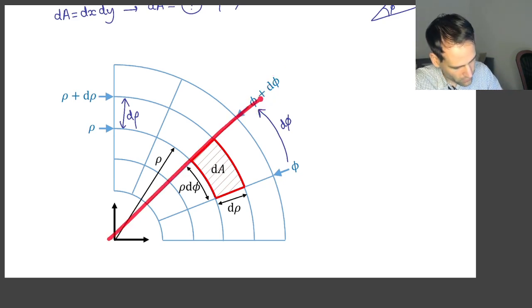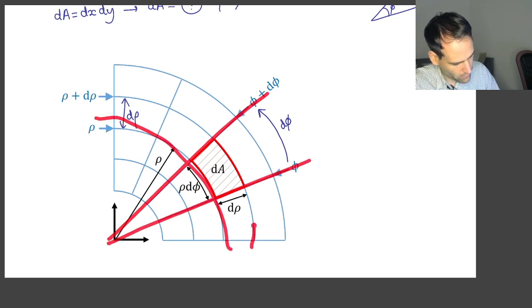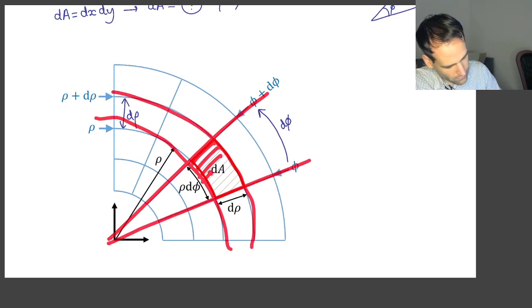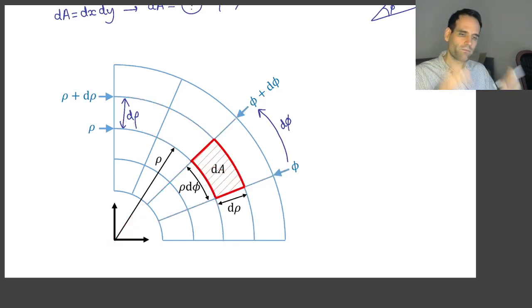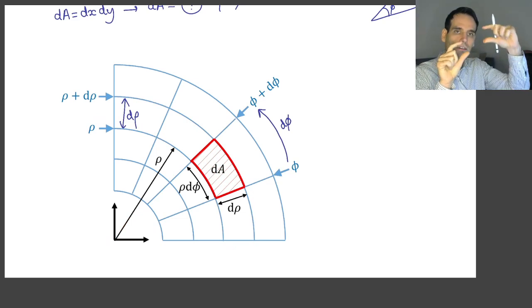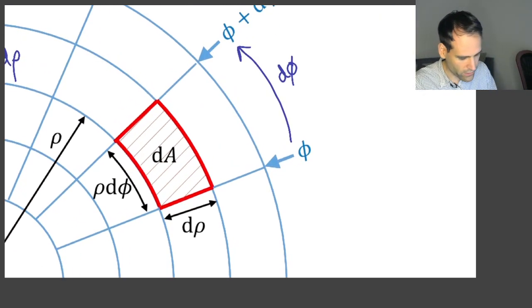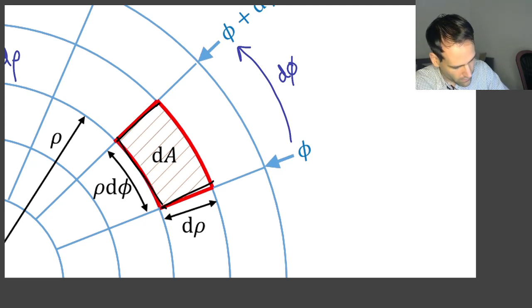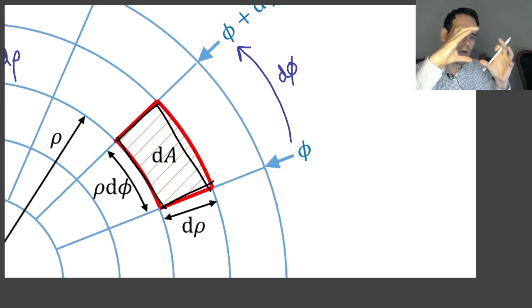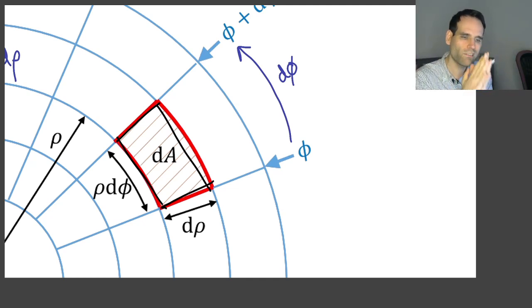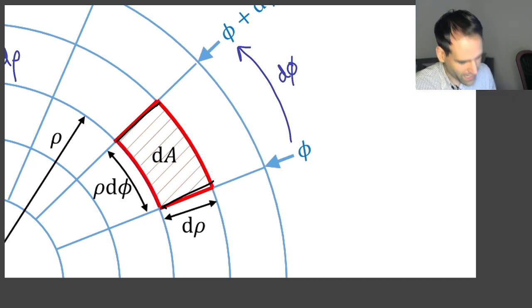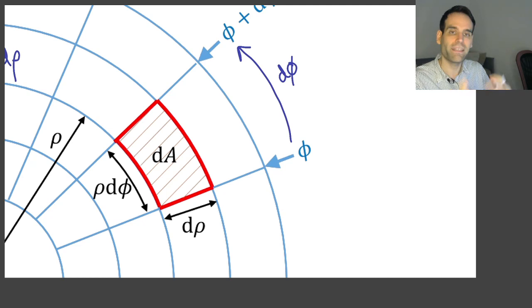So now these two circles and these two lines intersect and create this area here. And when the change in rho and the change in phi go to 0, this area in the limit becomes a rectangle. Of course here it's clear that this is not a rectangle because it's curved, but if the angle is sufficiently small, in the limit it becomes a rectangle. So what is the size of this rectangle in this limit?